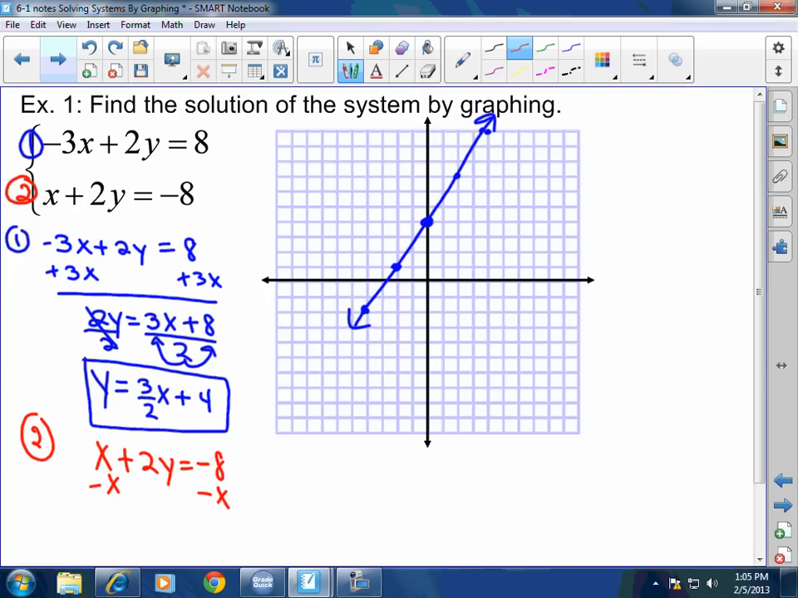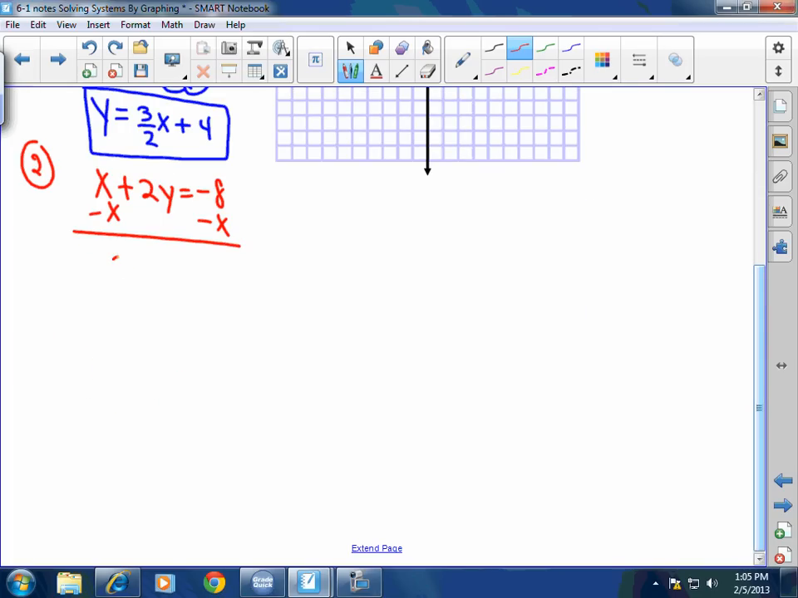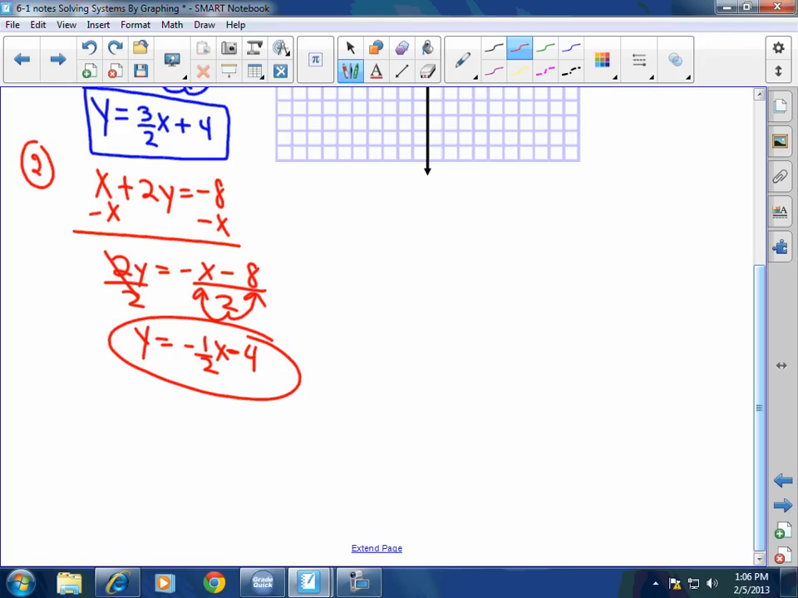Very good. Go ahead and scroll up so I get a little more room here. So I'm going to have 2y equals negative x minus 8. And then divide by 2 to get y alone. And that's going to be negative 1/2 x minus 4. That's a little sloppy. Minus 4. Because again, that 2 gets divided to that and to that. So that's my second equation, which I'm going to graph in red.